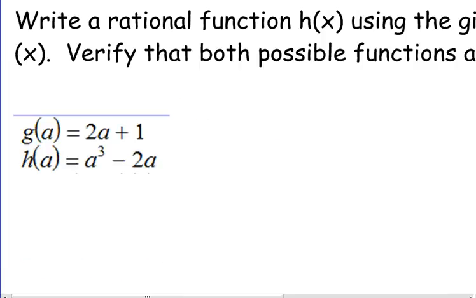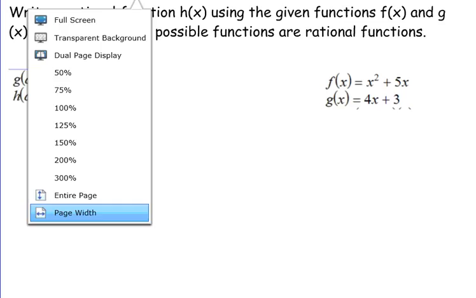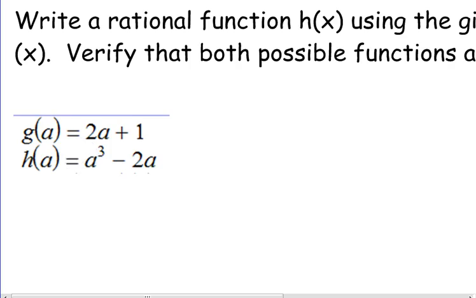Okay, now, write a rational function, h of x, using the given functions f of x and g of x. Verify that both possible functions are rational functions. First thing I'm going to do is verify that this is a polynomial. Yes, that's a polynomial. Okay, the bottom one, yep, it's a polynomial too.